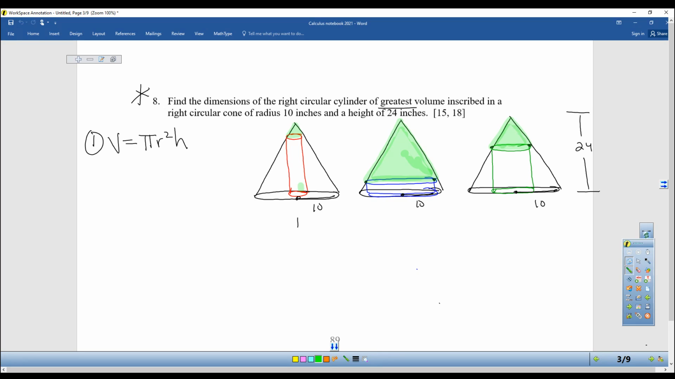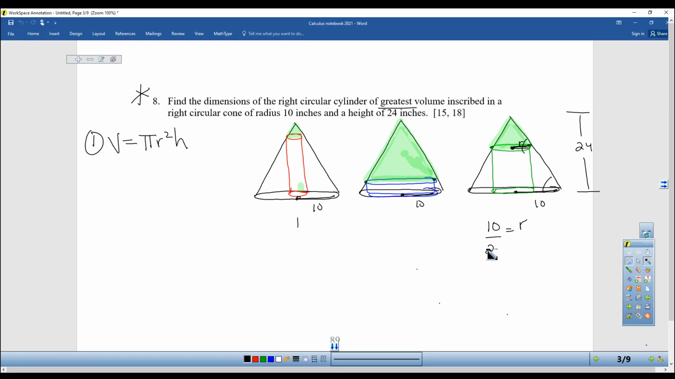Why do I want to do that? Because that green triangle in every case is similar to the big triangle. It has all the same angles and it has a corresponding radius. So the radius of this cylinder is also at the bottom of this triangle. So it's going to be proportional. So 10 is the radius of the overall cone, and R is going to be the radius of the cylinder.